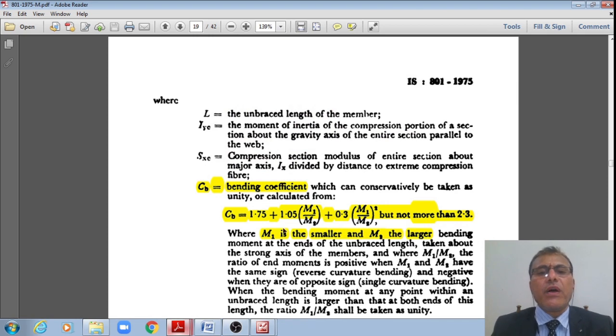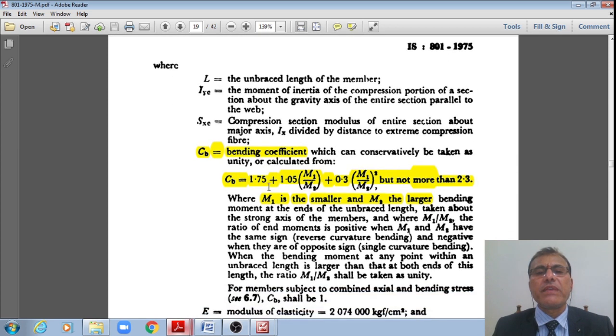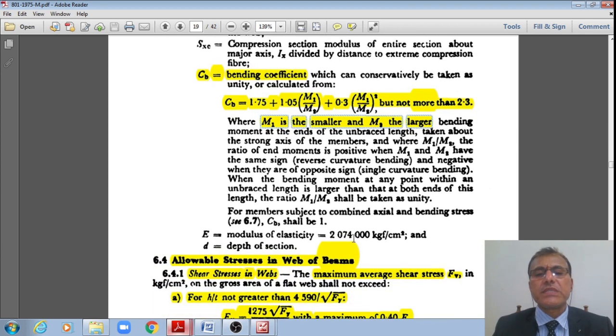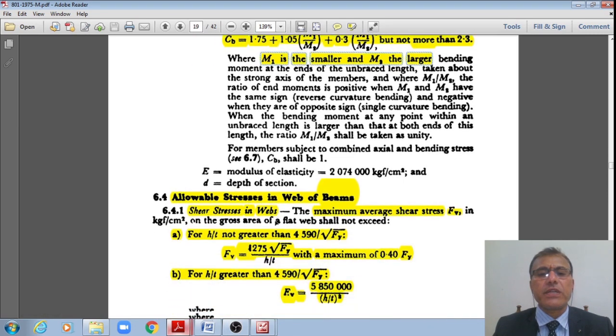Right, now where you see the different notation, students, IYC is the moment of inertia of the compression section about the gravity axis, Sxc is the compression section modulus and Cb is the bending coefficient. It can be conservatively given by 1.75 plus 1.05 m1 divided by m2 plus 0.3 (m1 divided by m2) whole square, but not more than 2.3, where m1 is the smaller bending moment and m2 is the larger bending moment. E is the Young's modulus, which is taken as 2,074,000 kg force per centimeter square, and D is the depth of the section.